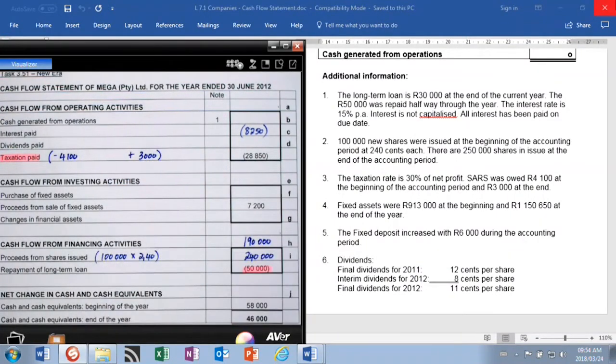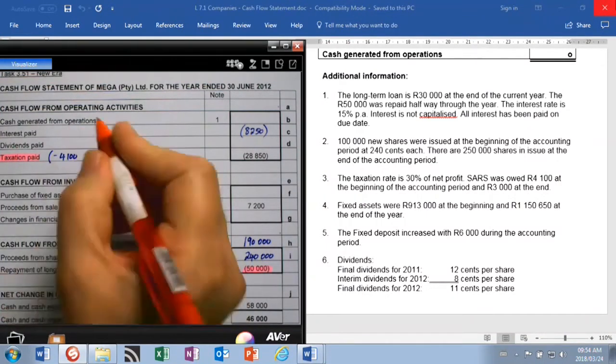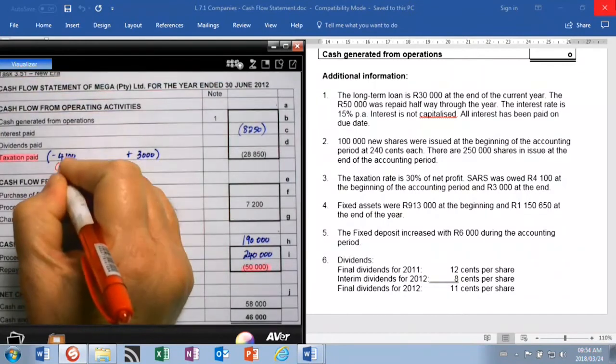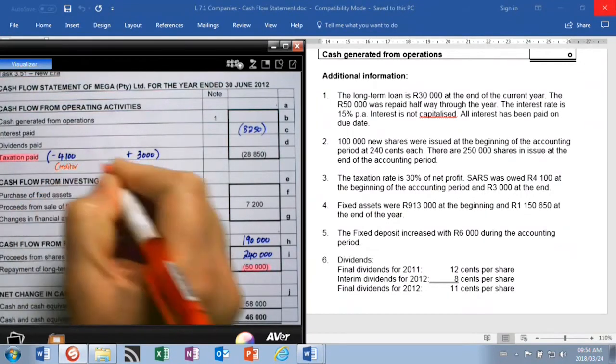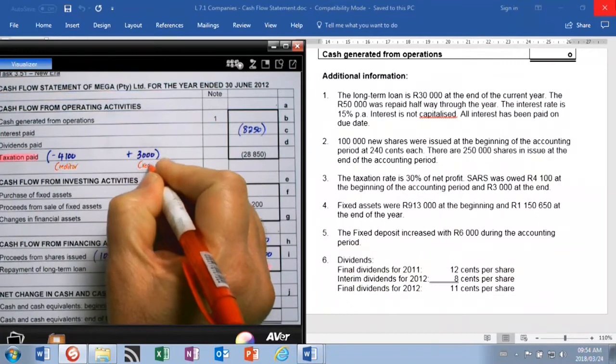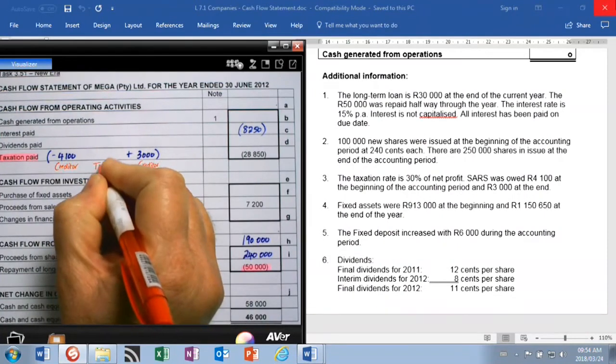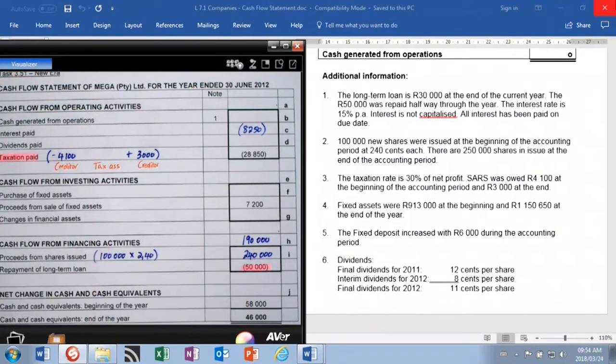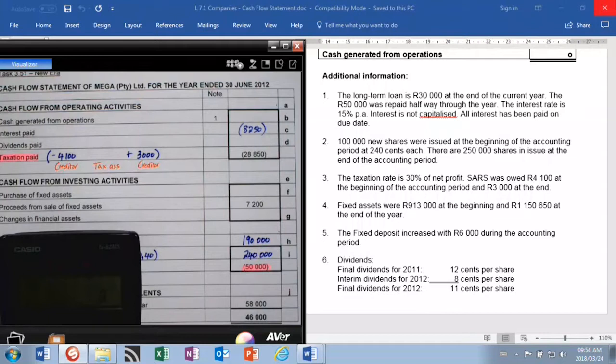Can you see there? So now we must calculate the tax amount, the tax assessment. At the beginning of the year, SARS is a creditor because we owe them. At the end of the year, SARS is a creditor, and in the middle is our tax assessment, and that is what we must calculate now, so that our end answer is 28850 in brackets. So I'm going to make the 28850, and then I'm going to add the 3,000 and minus the 4,100. That gives me, oh no, this is not correct, so I'm going to try again.